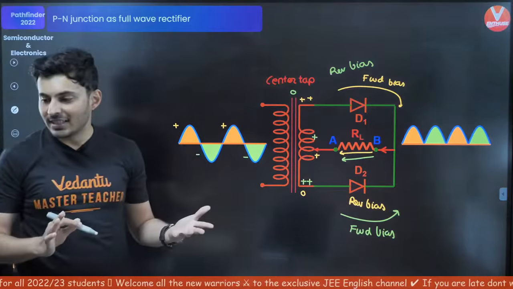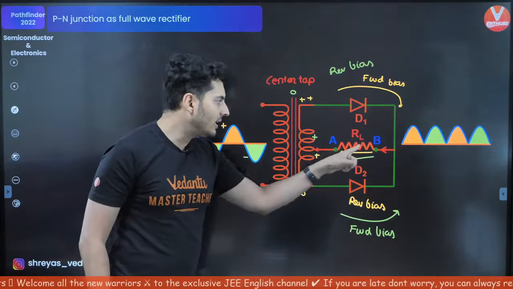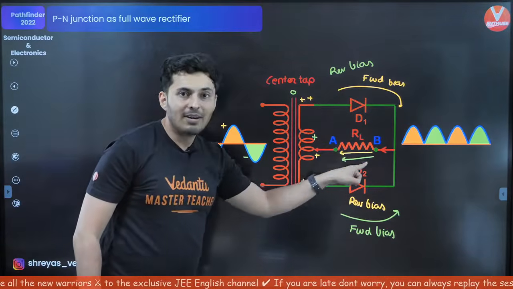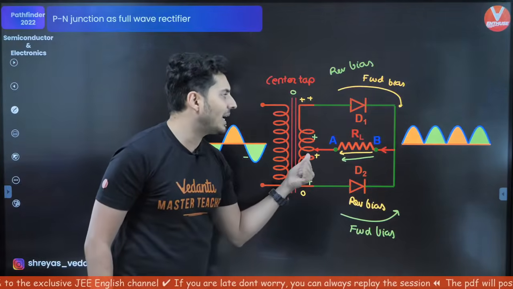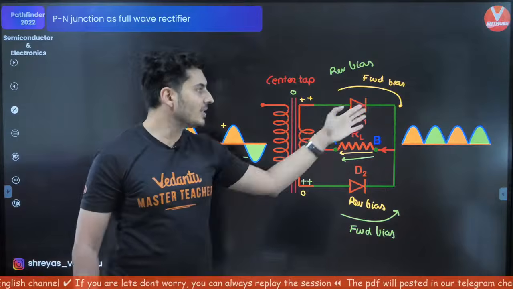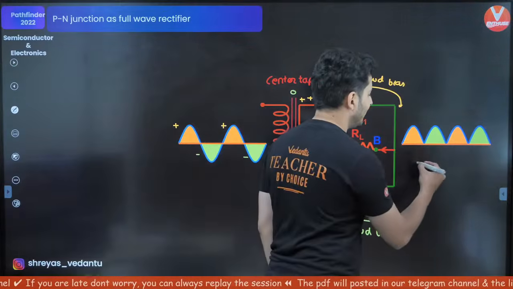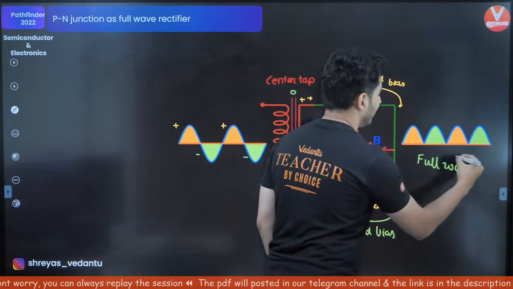So, what does it tell you? Be it positive cycle or negative cycle, the current in this particular device or this resistor, between these two points, always flows in the same direction. Hence you get the bumps in the same direction, and hence it's a full wave rectifier. This is basically a full wave rectifier.